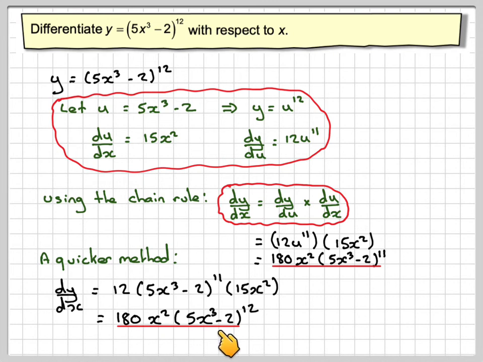This is perhaps an easier method to do, so just repeat that. You take the 12, you bring it down in front of the bracket, you write down the bracket, we reduce the power by 1, differentiate the bracket, then combine that with that.